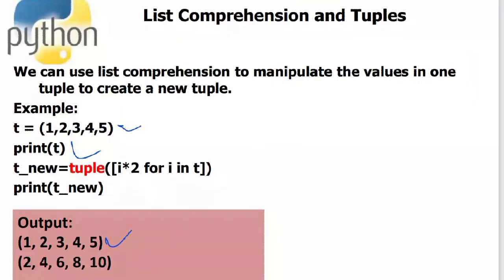Then we write a list comprehension like this: i*2 for i in t. What do you mean by i*2? What are the values that will be placed in the list? You're multiplying every value in the tuple by 2 and putting it in a list, and here you are applying a type conversion. You return a tuple of that list comprehension. That means whatever list was created is actually converted into a tuple, right?